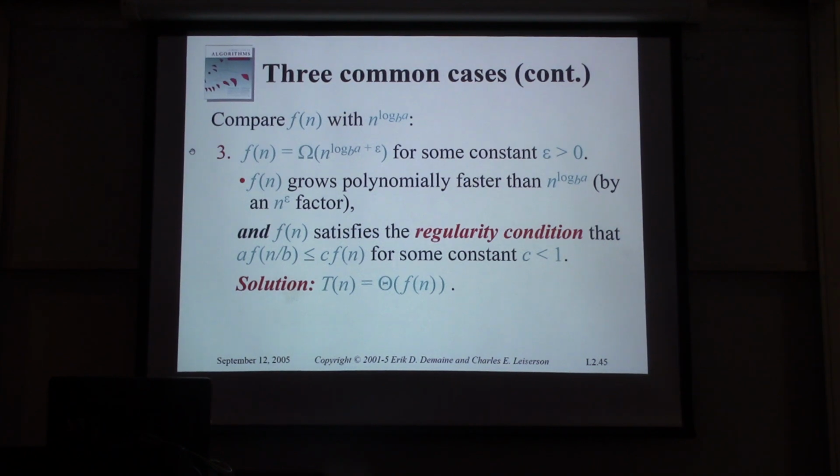Okay, so let's go back to here because we forgot this. So basically, we are finding here that f of n is polynomially growing faster than n to the log base b of a. Therefore, the work is decreasing. That's the regularity condition. Therefore, T of n is theta of f of n.